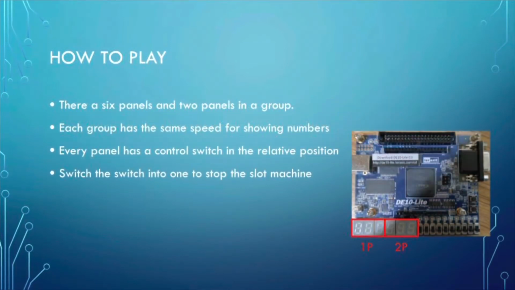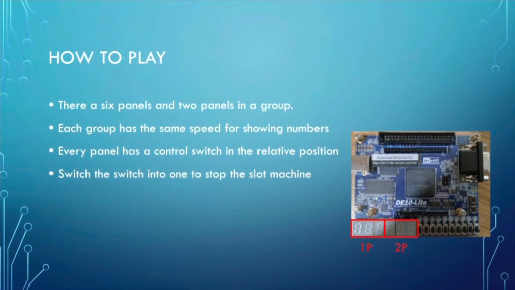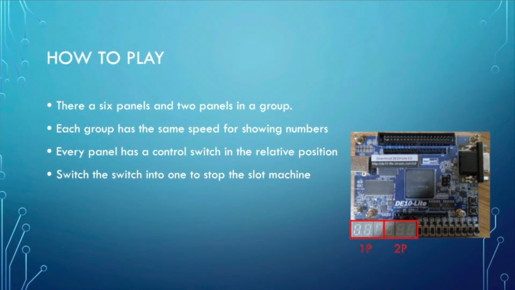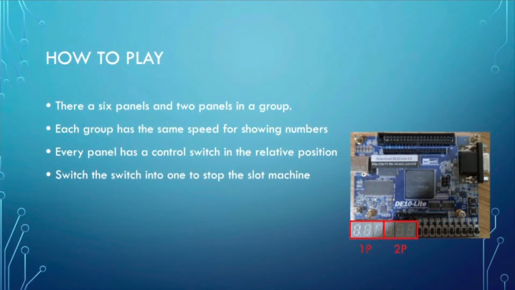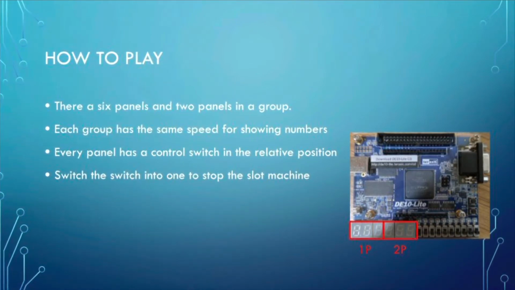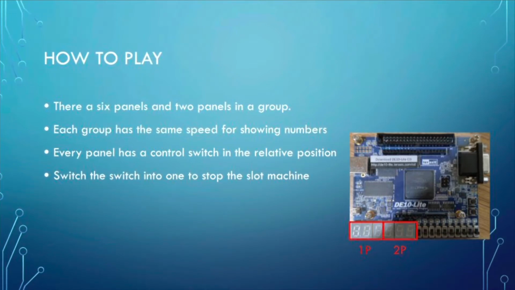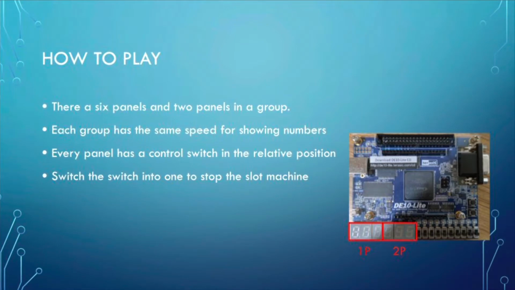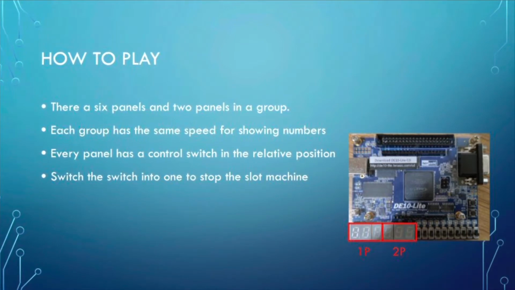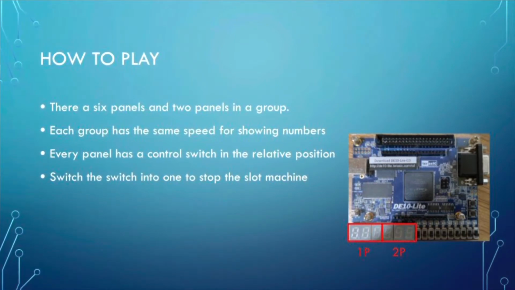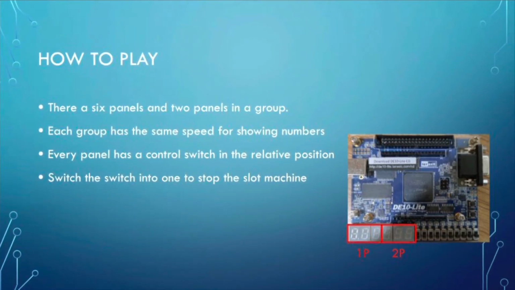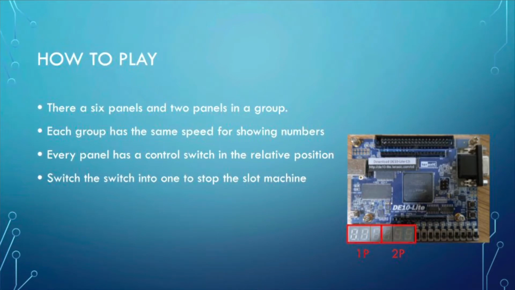Okay, so I designed this game and I'm going to teach you how to play it. First, there are 6 panels and 2 panels in each group, so there are 3 groups. Each group has the same speed for showing numbers. So I can split it into two, person 1 and person 2. The first in person 1 and 2 has the same speed, and the second one has the same, and the third one also has the same. So there are 3 speeds in my game.